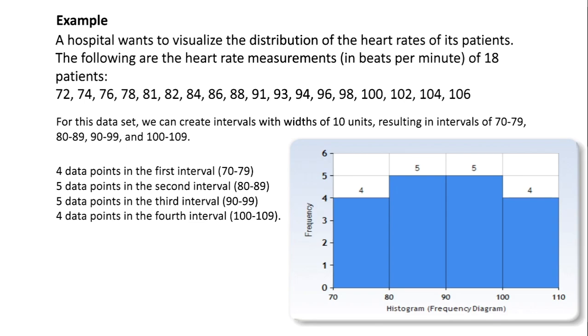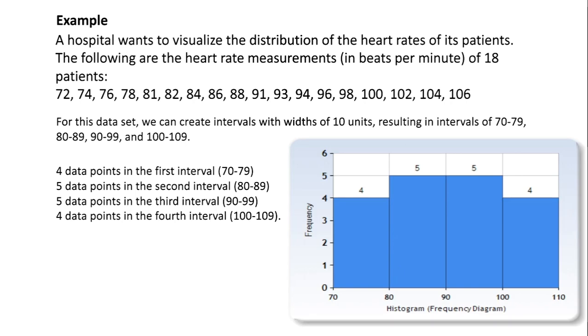Example. A hospital wants to visualize the distribution of the heart rates of its patients. The following are the heart rate measurements, in beats per minute, of 18 patients. For this data set, we can create intervals with widths of 10 units, resulting in intervals of 70 to 79, 80 to 89, 90 to 99, and 100 to 109.